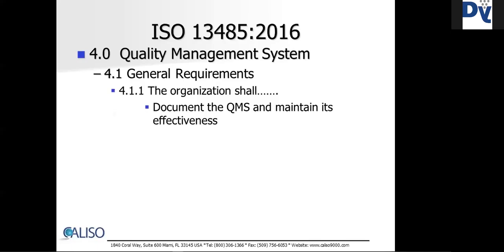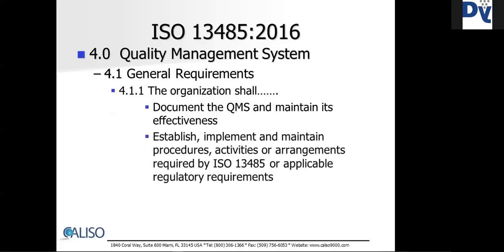The organization shall document the quality management system and maintain its effectiveness. The organization shall establish, implement, and maintain procedures, activities, or arrangements required by ISO 13485 or applicable regulatory requirements. ISO 13485 lists a total of 20 documented procedures, 7 documented arrangements, and 1 documented requirement.